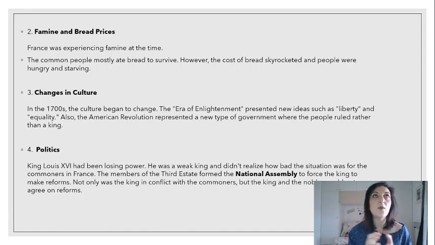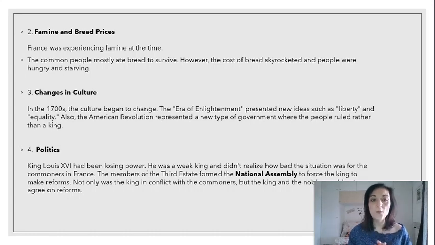Then, don't forget that there were the changes in culture of which we have already said something at the beginning of this lesson. The culture in this new century began to change. This was the era of the Enlightenment, Illuminismo, and the Enlightenment presented new ideas, like equality, brotherhood, freedom. And the successful American Revolution, what had happened in the American continent, also represented a new type of government where people could rule, where people could change things.